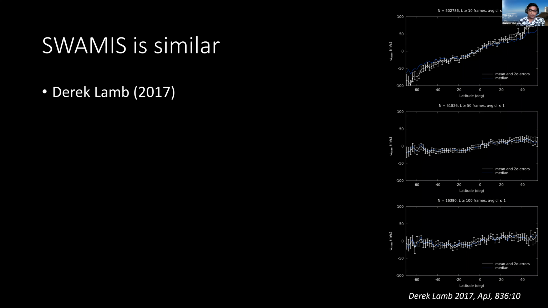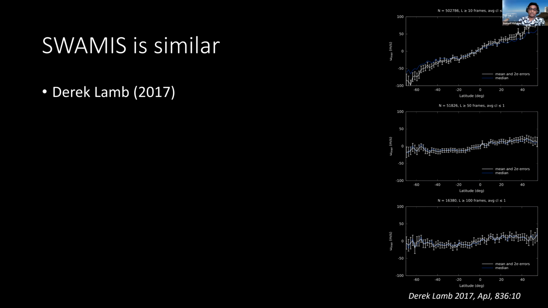Other studies have reported similar results, like SWAMIS, which is a code that tracks individual magnetic features based on their center of mass. And Derek Lamb in 2017 reported a similar very high meridional flow for feature lifetimes of 2 hours or less. And when he tracked features that lived longer, like 8 hours, he got a nearly sinusoidal meridional flow profile. So it wasn't just us.